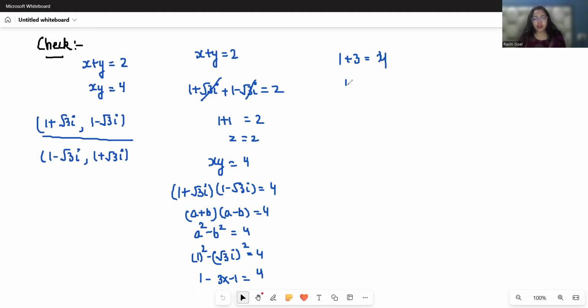So yes, it's verified. 1 plus 3 equal 4 and 4. Yes, so x is equals to 1 plus root 3 iota and y is equals to 1 minus root 3 iota is the correct solution for these equations.